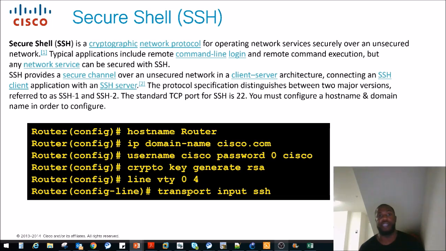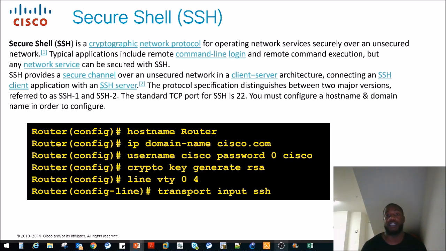What is SSH? It's a cryptographic network protocol for operating network services securely over an unsecured network. Typical applications include remote command line login and remote command execution, but any network service can be secured with SSH. We obviously use it for remoting to network devices and put it in a secure channel, right? Because remember, Telnet uses port 23, but it's not encrypted. It is clear text, right? So SSH provides encryption. It uses port number 22. There's also two versions, SSH version 1 and version 2.